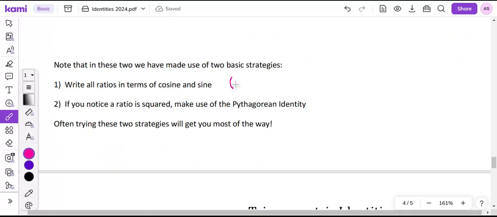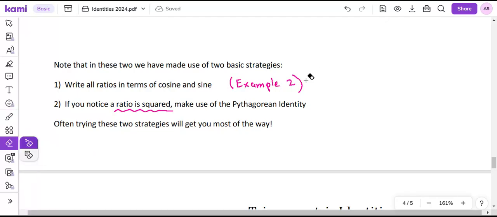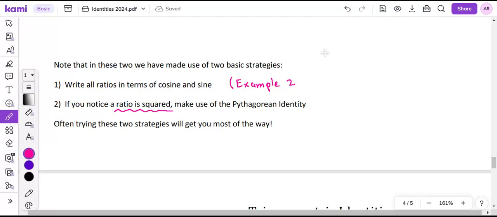In example 2, if you see a tan or a cotangent or a cosecant or a secant, rewrite them in terms of cosine and sine. So in example 2, on the right side, we had a tan theta. See you later, tan. I'm going to make you into sine over cosine. When everything's in terms of sine and cosine, you can sometimes use some algebra to simplify a bit. The second thing to look for is if you notice a ratio is squared.